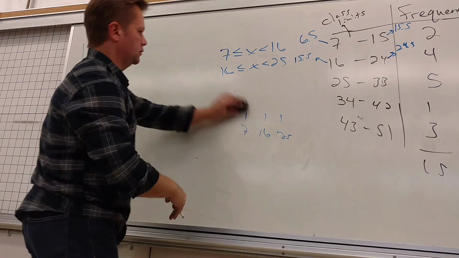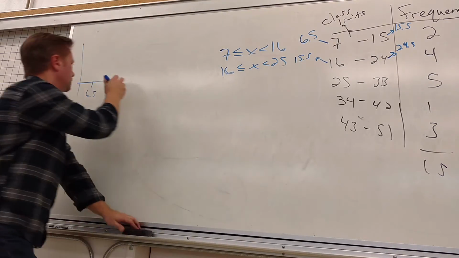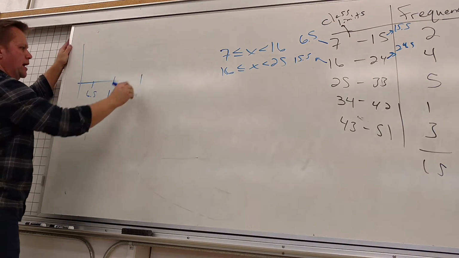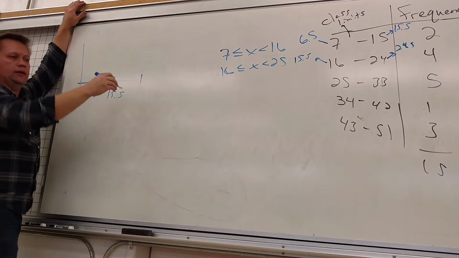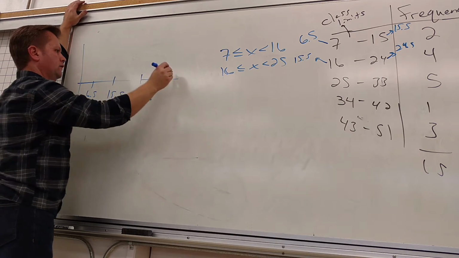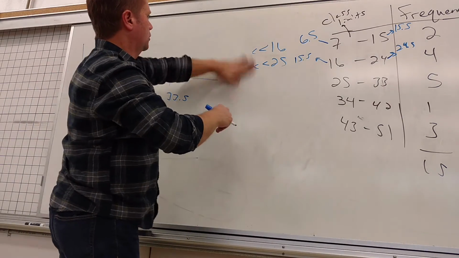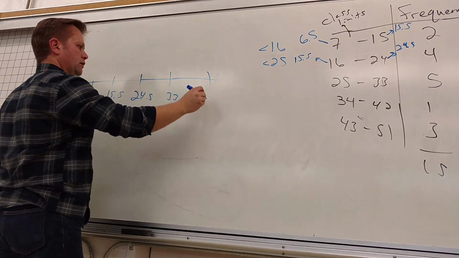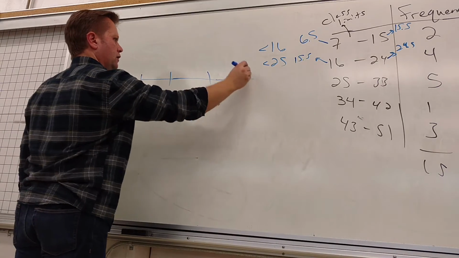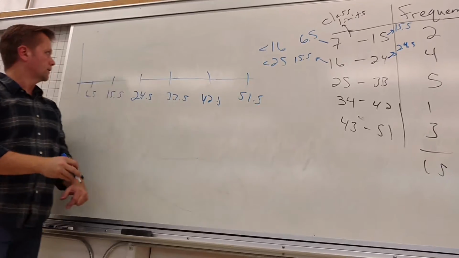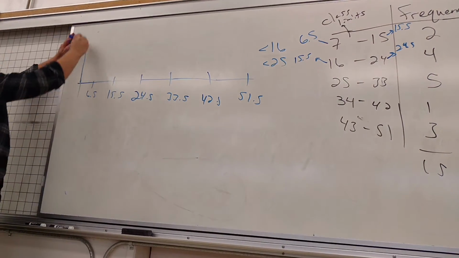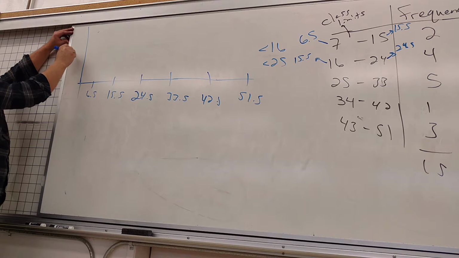Let me just finish this one out. You guys can do that. 6.5, 15.5. Now you just keep adding 9, because that's how wide it is. 24.5, 33.5, 42.5, and then 51.5.